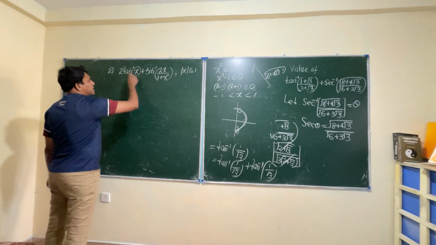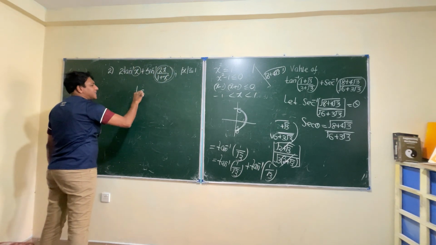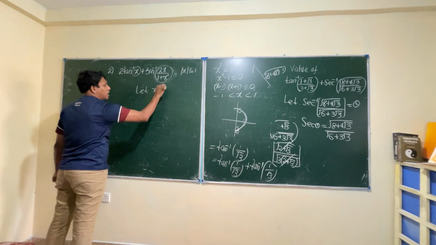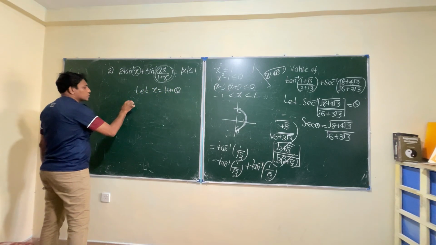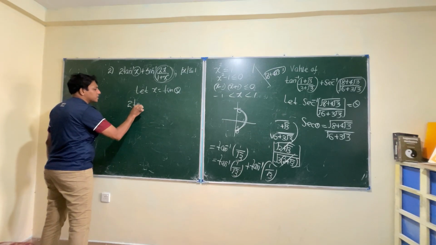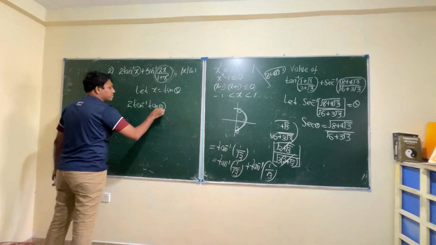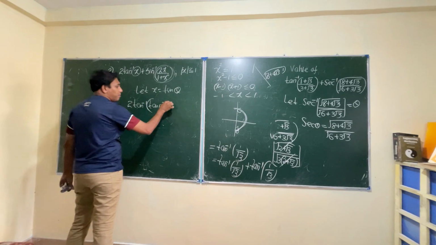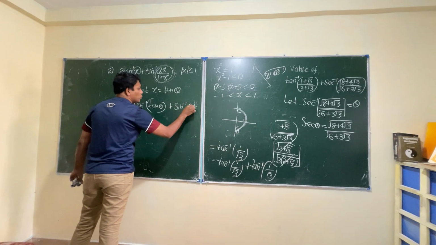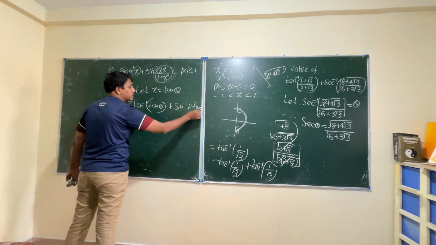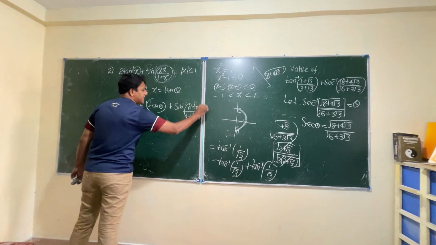You decide a suitable substitute, make a famous substitute. See what happened. Let x equal tan theta. So 2 tan inverse x becomes 2 tan inverse tan theta, right? Okay, plus sine inverse of 2x over 1 plus x squared, which is 2 tan theta over 1 plus tan square theta.